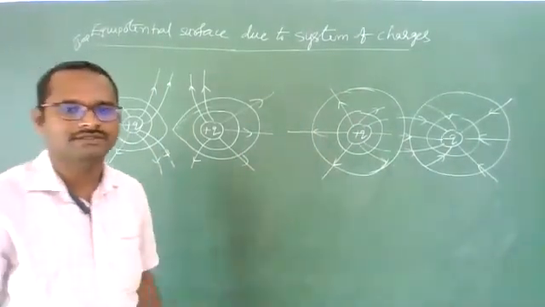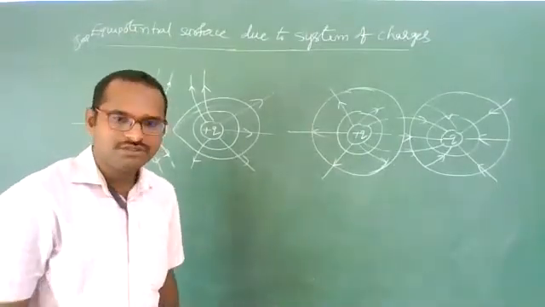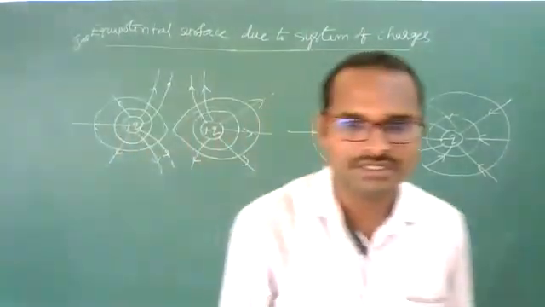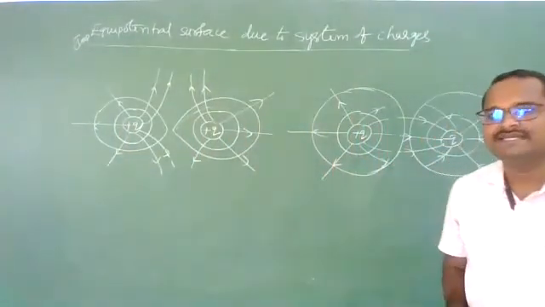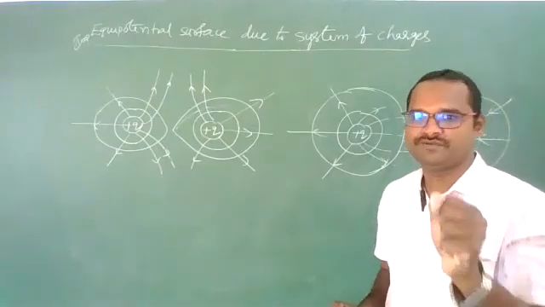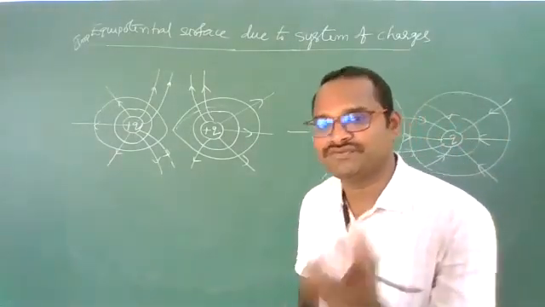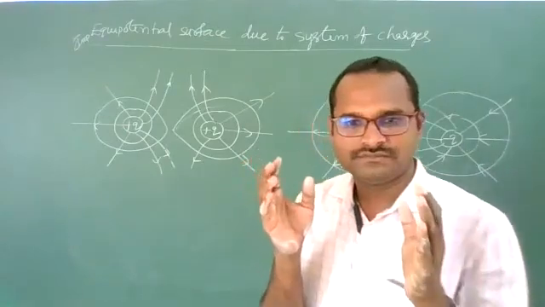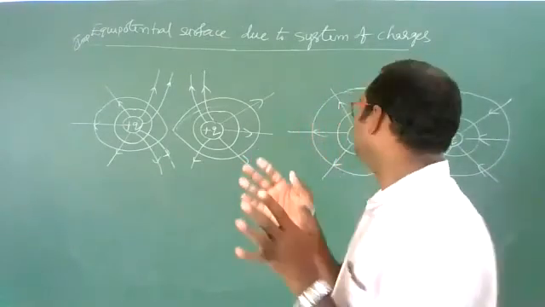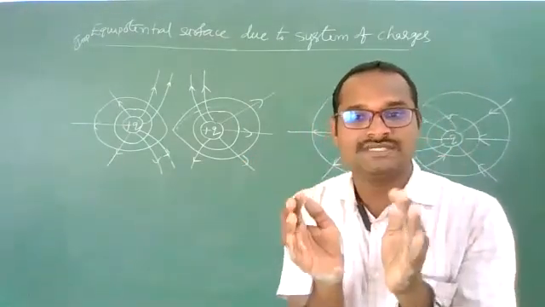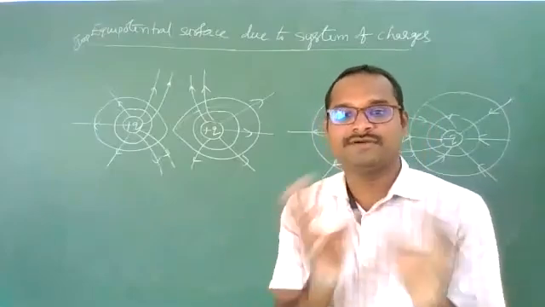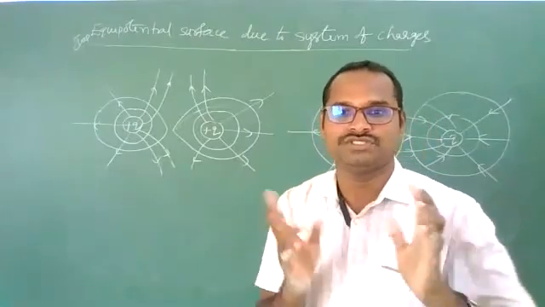So in today's class, we discussed what is an equipotential surface and what are the properties of equipotential surfaces, and how to draw equipotential surfaces for a uniform electric field, for a positive charge, a negative charge, and for a system of charges: two like charges, two opposite charges.